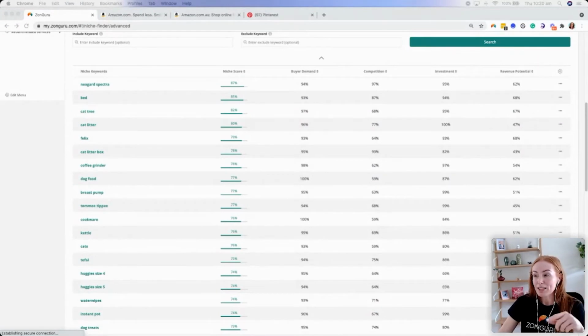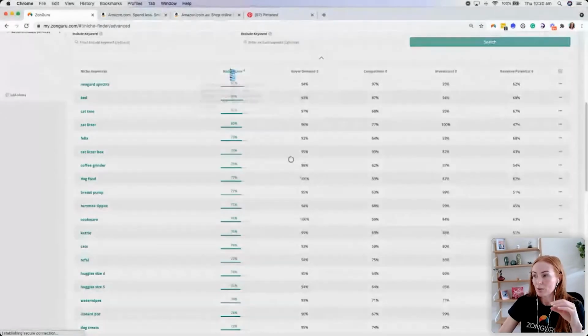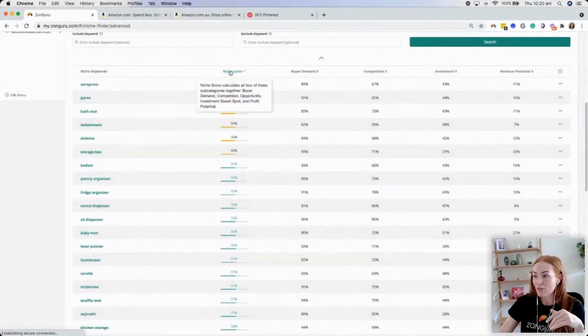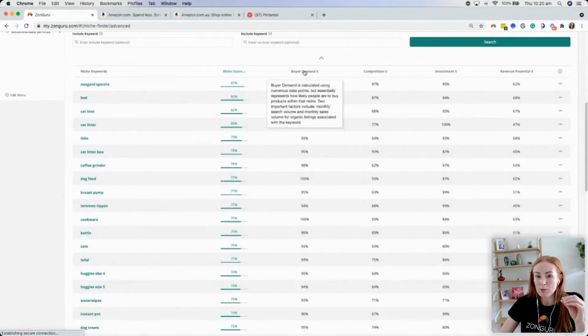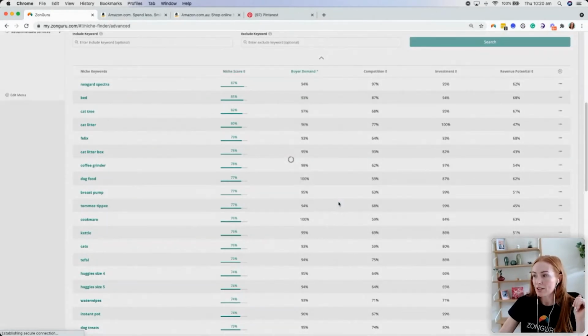Gerald, yes, so with the niche score, the higher the better. Higher the better on all of these ones. And you can actually order it, from lowest to highest or highest to lowest, for any of these columns. So maybe demand was a super important metric for you. You could order it so that the highest demand niches show at the top. So let me just do that.